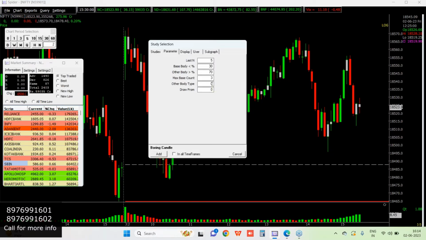And here you can see there is an option of 5, which means same color. Same color means green base green or red base red. The rally color is the same.